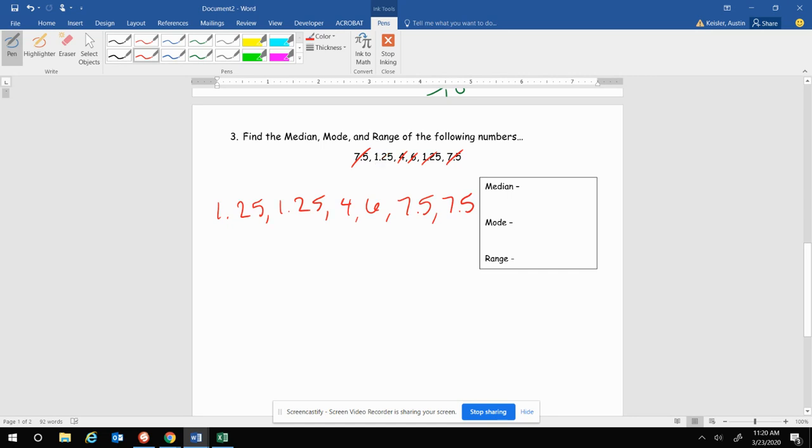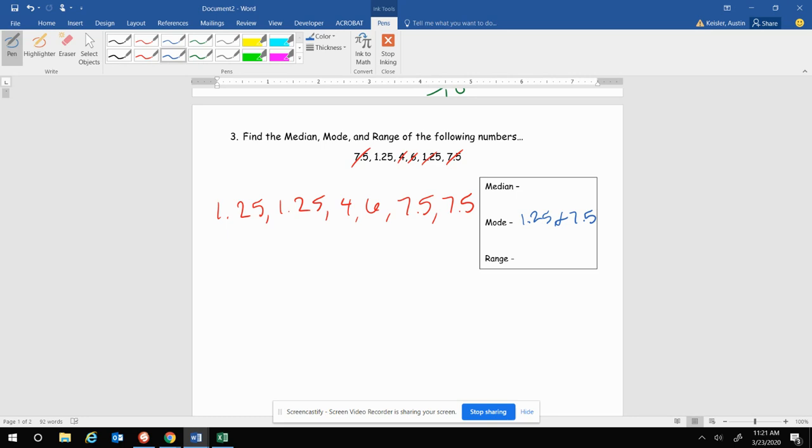We're going to start off with the mode. This one you might notice that we've got two numbers that occur twice. I've got 1.25 and 7.5 that both occur more than once. If you have two numbers that occur more than once and they both occur the most, that means you're going to have two modes. So the numbers that occur the most are 1.25 and 7.5. So it is possible to have more than one mode, and it is possible to have no mode if you have no numbers occurring more than once. This one I have two numbers that occur twice, so I have two modes.